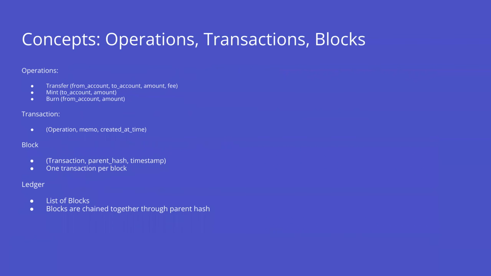So, some concepts for how the ledger works internally. You have 3 different operations: a transfer operation from one account to another, a minting operation, which is from the minting address to a ledger address, and a burn operation, which is from a ledger address to the minting account.